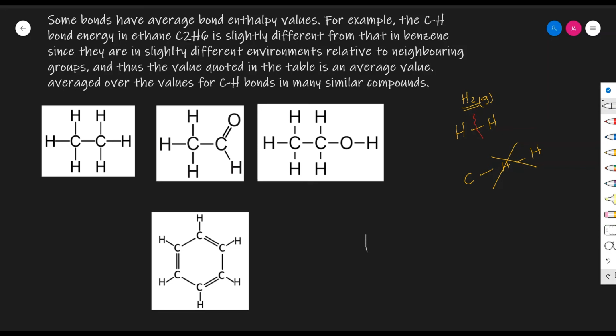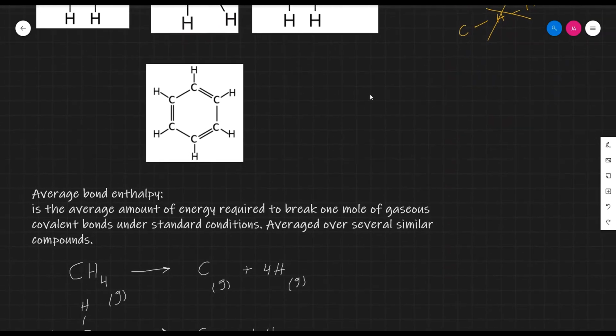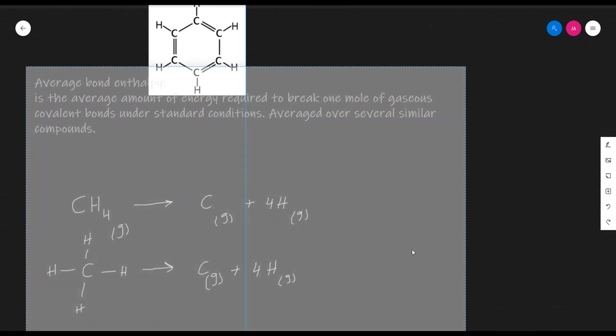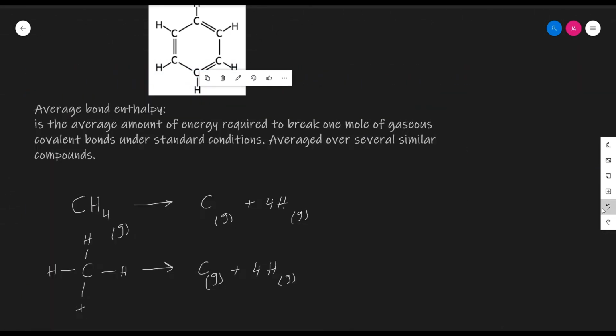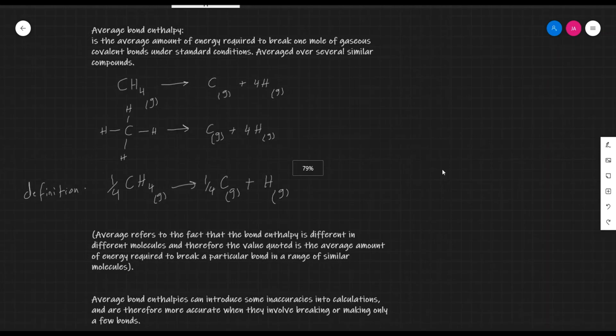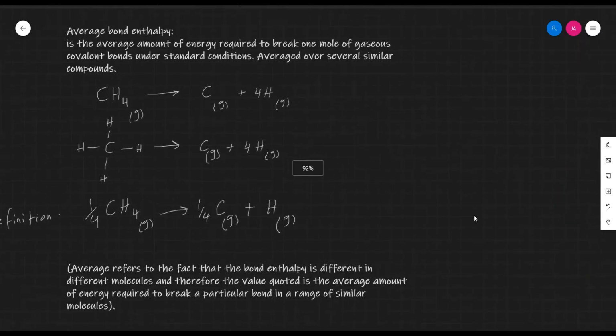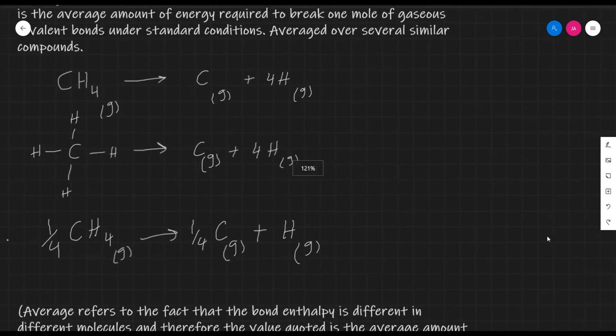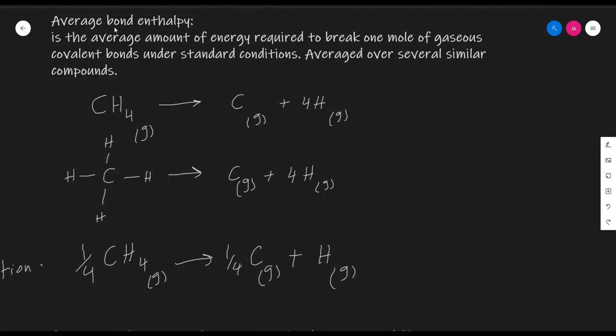Thus, the definition for average bond enthalpy would translate as follows. Usually, 2 marks will be awarded for this definition. I will show you why. The first part of the definition is the exact same as the definition of bond enthalpy. It's the average bond enthalpy.